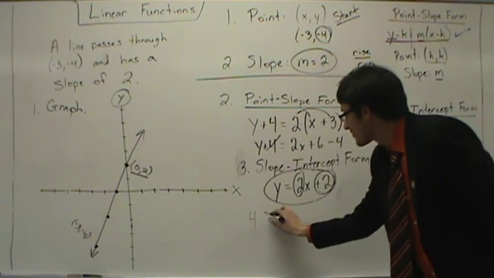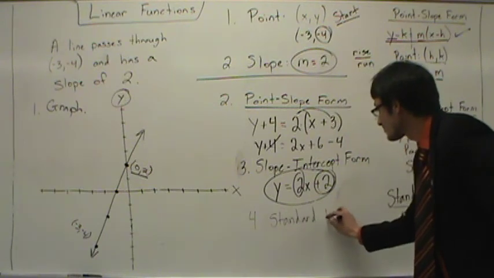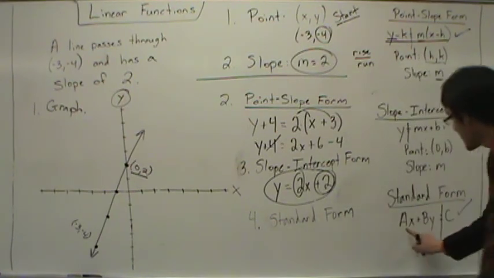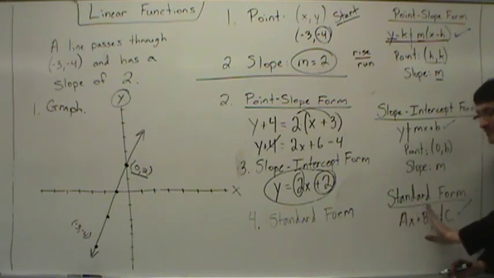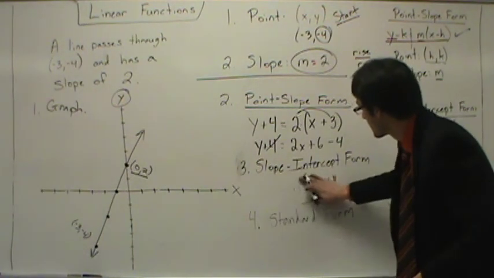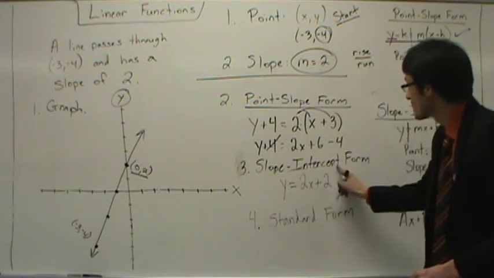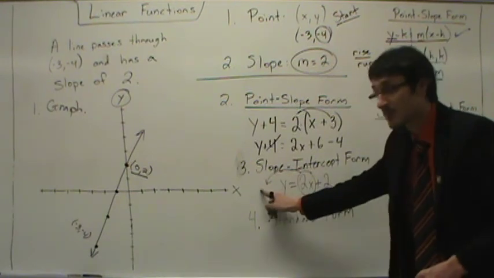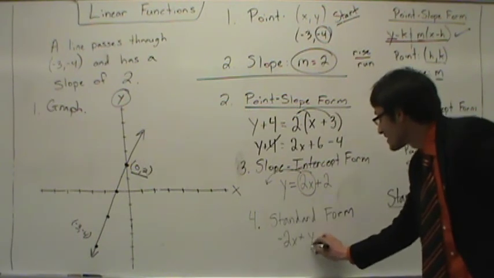Now, step 4 is standard form, and we will be done, okay, with this video. Standard form says that ax plus by is c, or we need our x term and our y term on the left side of the equality. So to get from slope-intercept form to standard form, let me erase this and rewrite it. Y equals 2x plus 2. To get from slope-intercept to standard form, we need to put our x term where? On the left side of the equality. So 2x is going to move to the left and become what? Negative 2x. Our y term is already positive, so we have positive y equals what?